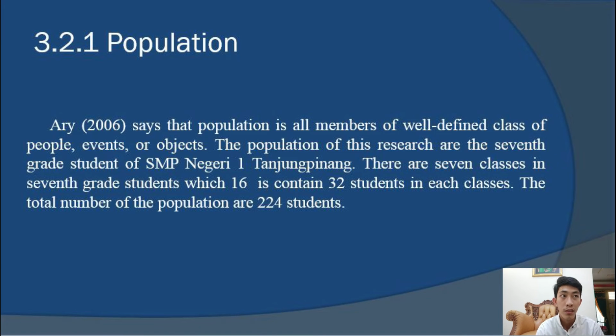Now we move to 3.2.1, population. Ari 2006 said that population is all members of a well-defined class of people, events, or objects. The population of this research is the 7th grade students of SMP Negeri 1 Tanjung Pinang. There are 7 classes in 7th grade, which contain 32 students in each class. The total number of the population is 224 students.